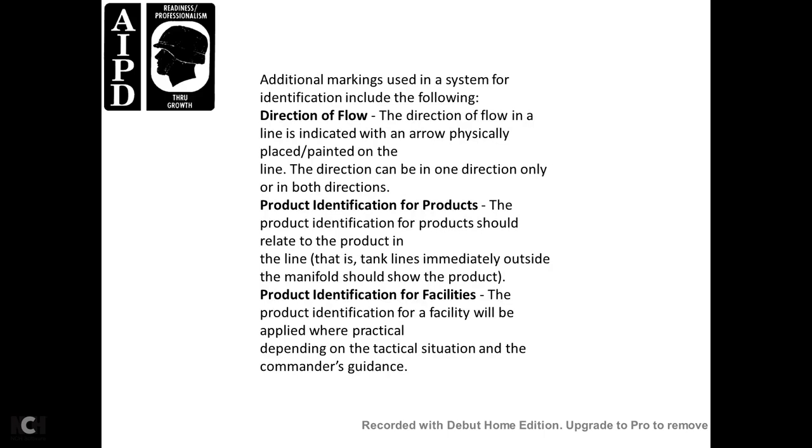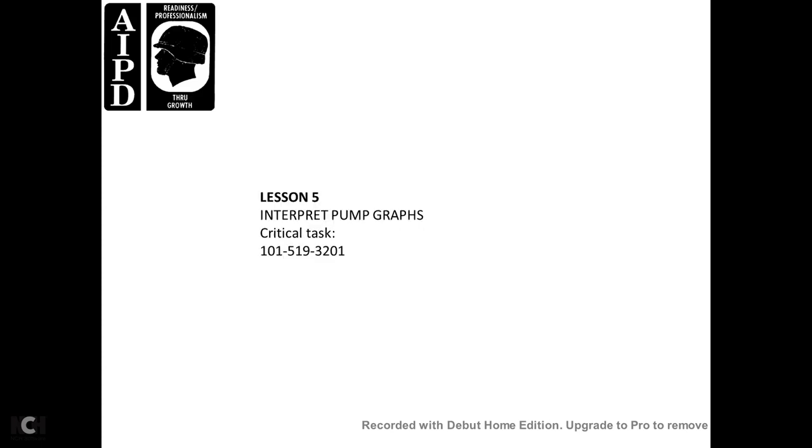Additional markings used in the system identification include the following. Direction of flow: the direction of flow in the lines is indicated with an arrow physically placed or painted on the line. The flow can be in one direction only or in both directions. Product identification: the product identification should relate to the product in the line. The tank line immediately outside of the manifold should show the product. Product identification for facilities will be applied where practical, depending on the tactical situation and the commander's needs.